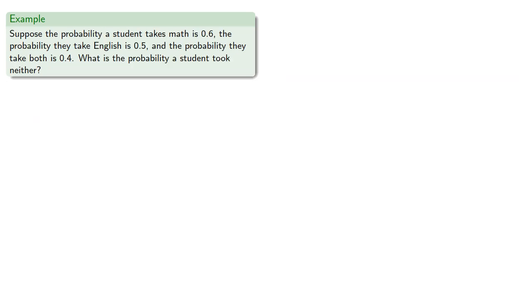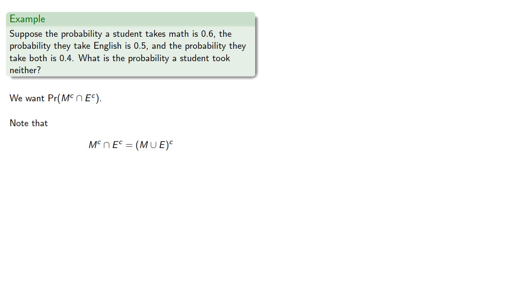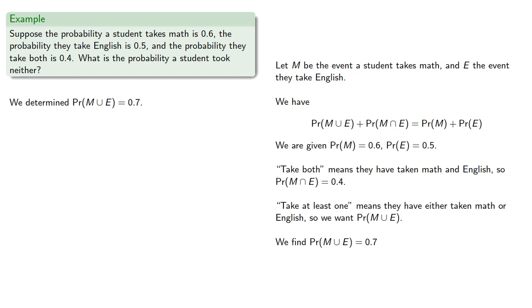So let's consider the same problem as before. We actually want to find the probability of didn't take math and also didn't take English. And we note that this is the complement of the union. So if we can compute the probability of the union, we can find the probability of the complement. Well, we actually determined that already. The probability of the union is 0.7, and so the probability of the complement is 1 minus that number, 0.3.